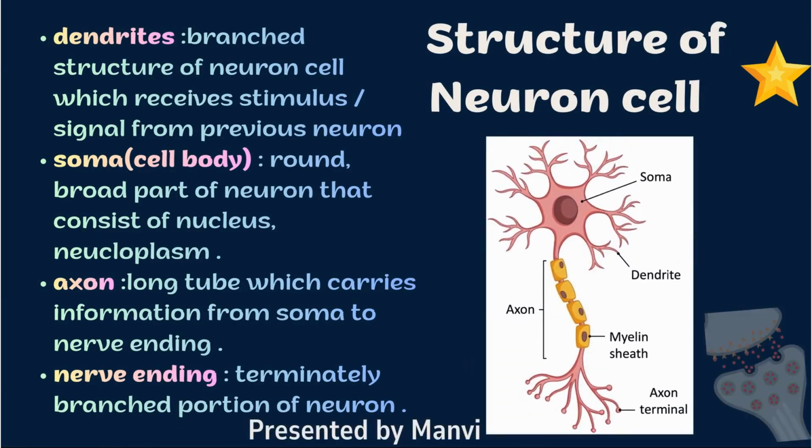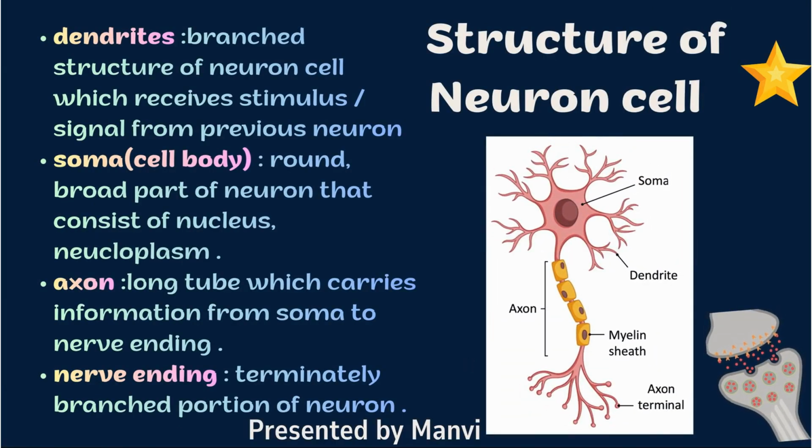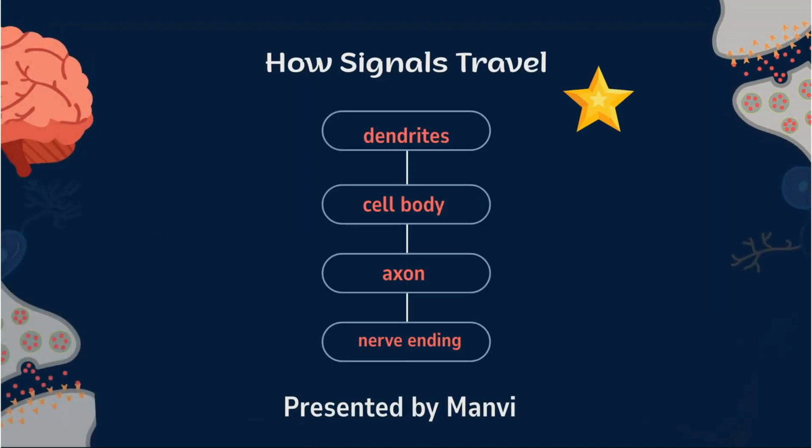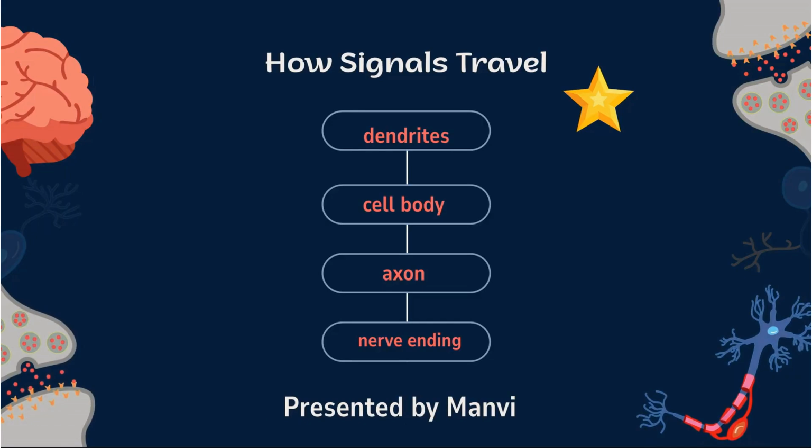Then we discussed the structure of the nervous cell or neuron. It has a star-shaped head known as dendrites. Then it has soma, which is also known as the cell body. Then it has a long tube, which is also known as axon. And then it has the axonal end or nerve ending. Signal travels in the form of an electric impulse. And how it travels: first it goes to the dendrites, then the cell body, then the axon, then the nerve ending.